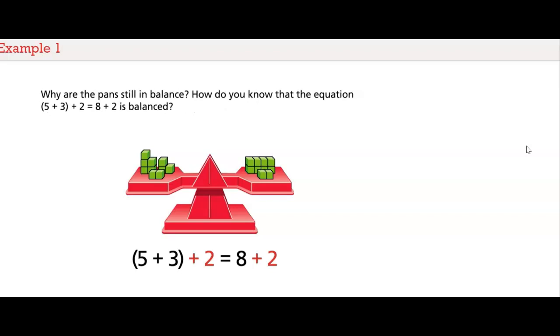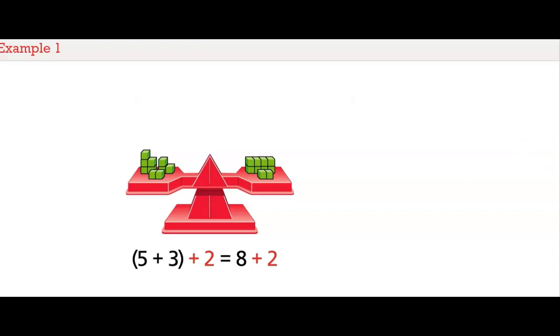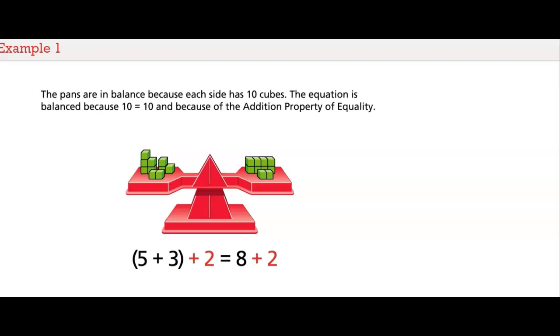Why are the pans still in balance? How do you know that the equation 5 + 3 + 2 = 8 + 2 is balanced? The pans are in balance because each side has 10 cubes. The equation is balanced because 10 equals 10 and because of the addition property of equality.